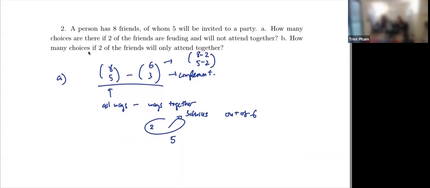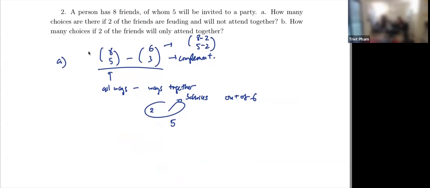So when it says 8 friends and 2 of them have something special going on, what that means is this group of 8 should be visualized as a group of 6 and a group of 2. These are the 2 feuding friends right here.